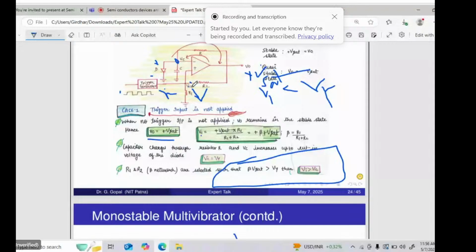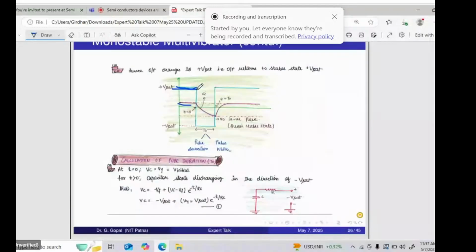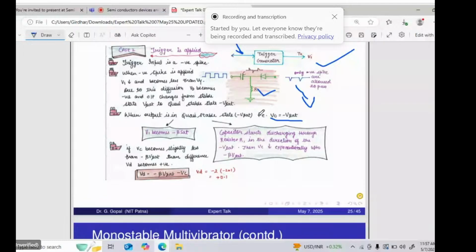So I am representing the same in graphical way. The output is either plus V set or minus V set. When no trigger is applied, the output is plus V set only. This is plus V set. And the capacitor will discharge. When V naught is minus V set only, what is VD here? VD is the difference of positive, that is minus beta V set, and what is negative here? Negative means the voltage applied at the negative terminal, Vc or V gamma only. So minus beta V set minus Vc.